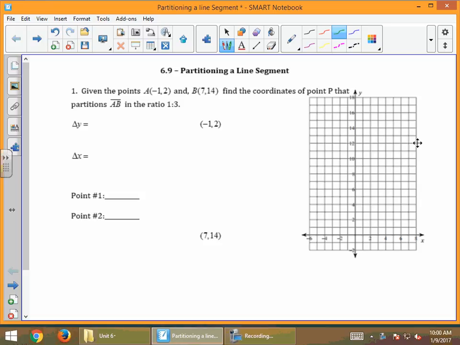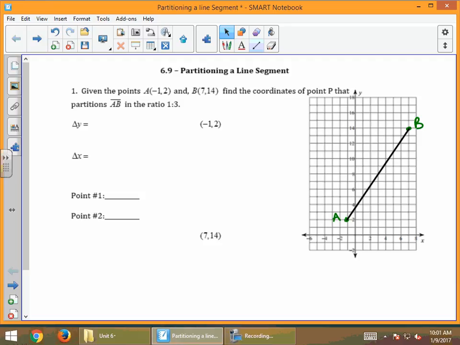Okay? Your first step every single time when doing these problems is plot the given points. We're going to plot -1, 2, and we're going to plot 7, 14. And label them as well, and make that segment. We have this line segment AB with those endpoints. And what we're going to do is find the change in Y and the change in X.